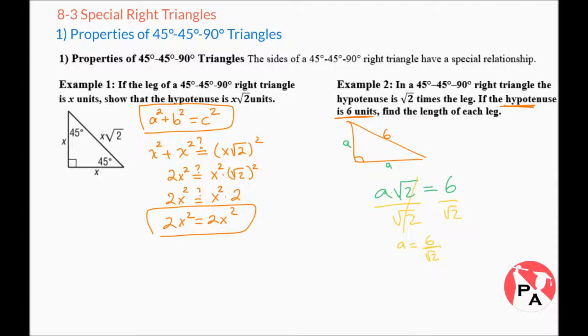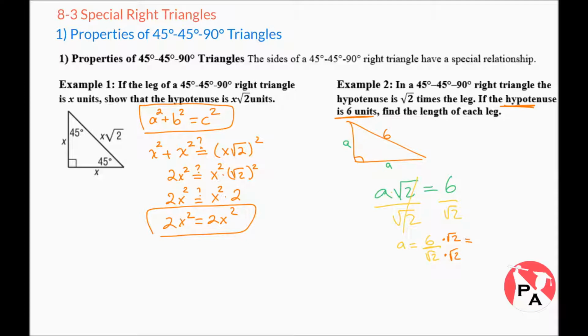But this is not a rational number. This is an irrational number because we have a radical in the bottom of the fraction. That means we need to cancel it out. This is how we do it. We times the numerator and denominator by that radical number. So we had radical 2 in the bottom. We times each of these numbers by radical 2.